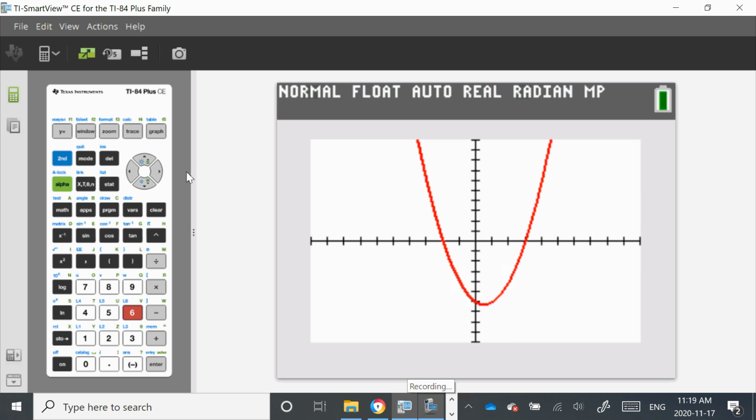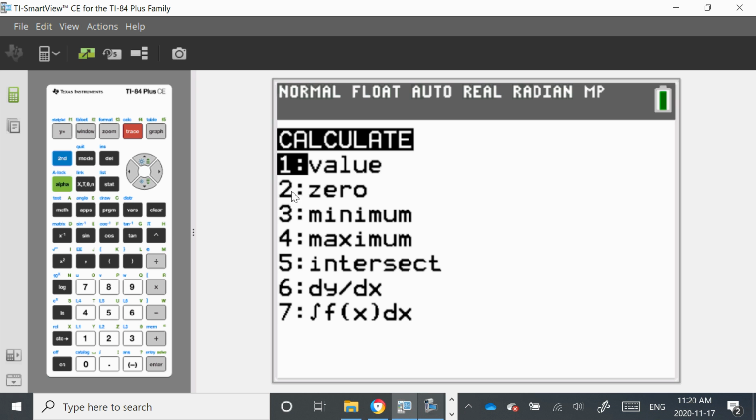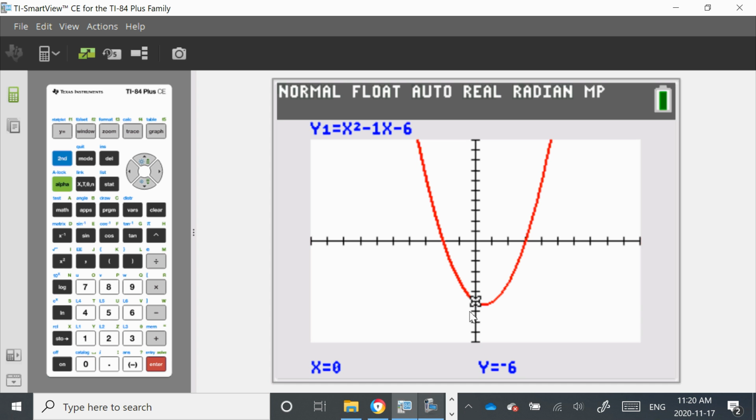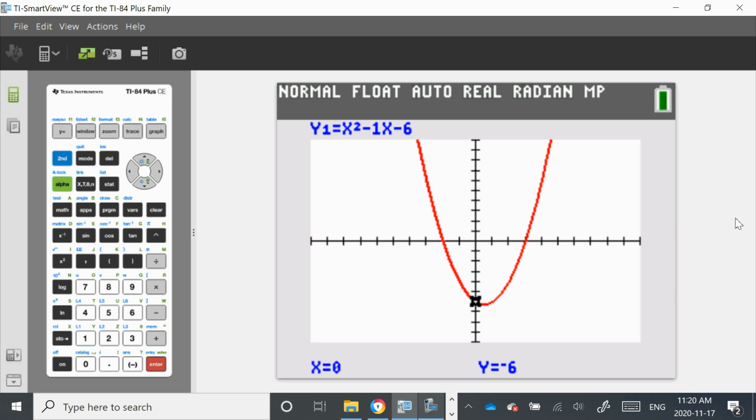How you check that is take your calculators and type in second function, trace button, which has calculate above. So second function calculate. You're going to type in number 1. In order to get a y-intercept, you type in number 1, x is equal to 0. And the y-intercept is -6.